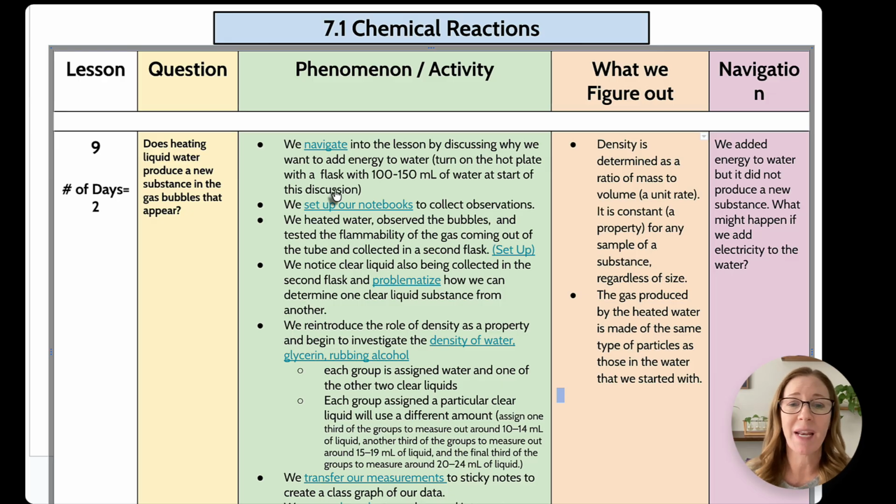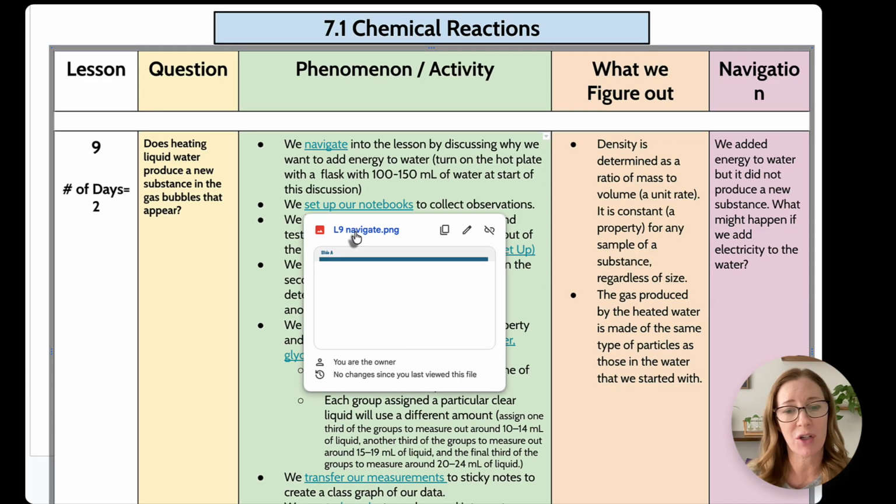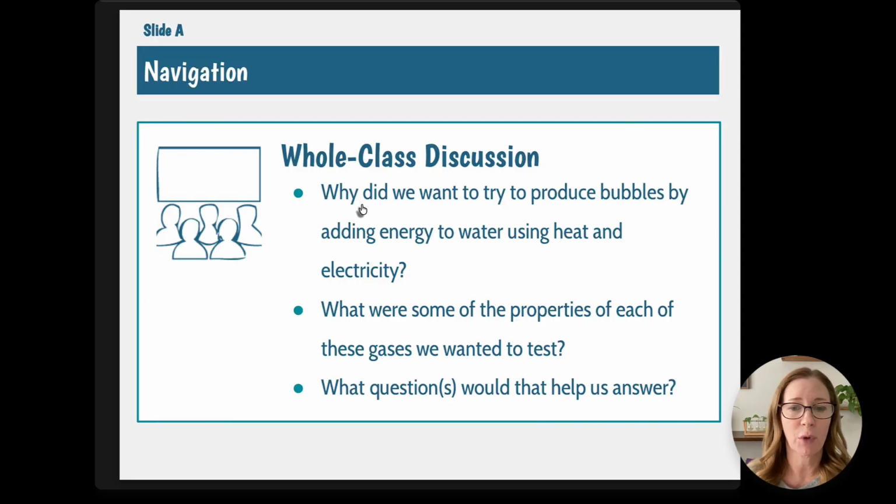So first of all, we navigate into the lesson by discussing why we want to add energy to the water. Make sure, again, you turn on that hot plate. Hopefully it's already a little bit warm. You turn it on. It's going to have a flask on it with about 100 to 150 milliliters of water to start the discussion. Here's the slide that you will use to bring those ideas back to the surface. Why do we want to try to produce bubbles by adding energy to water?